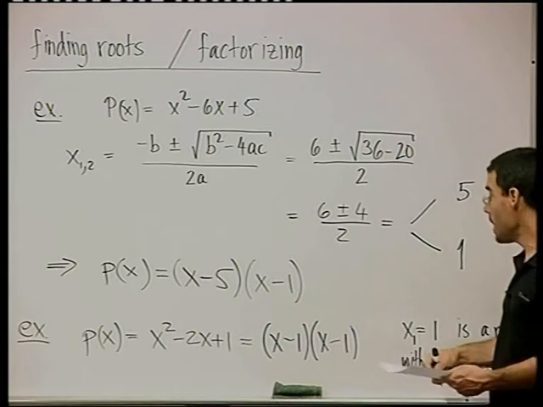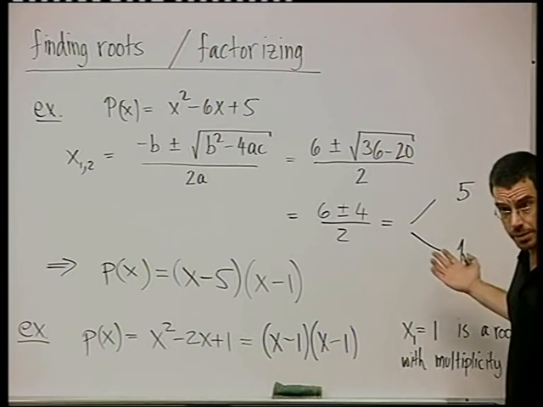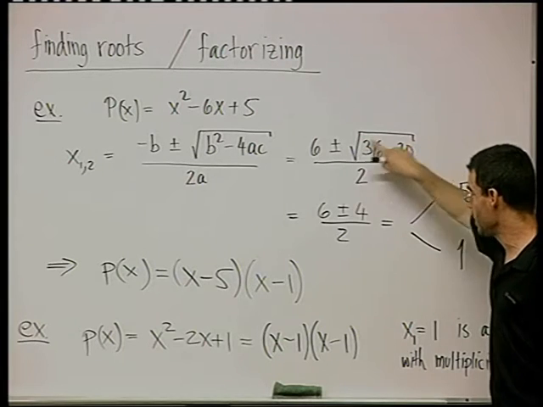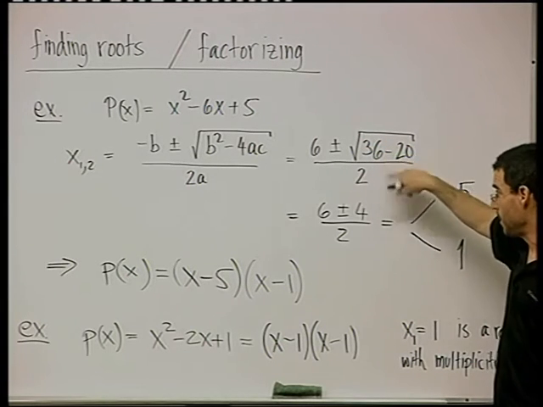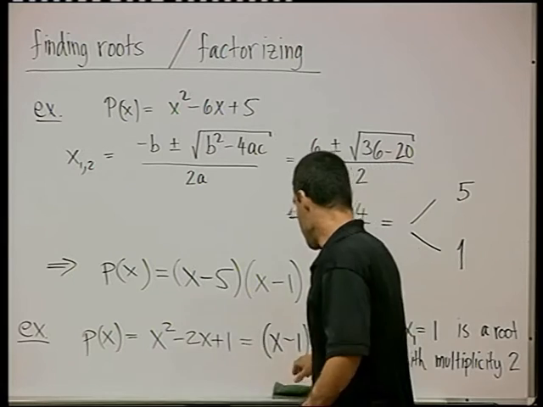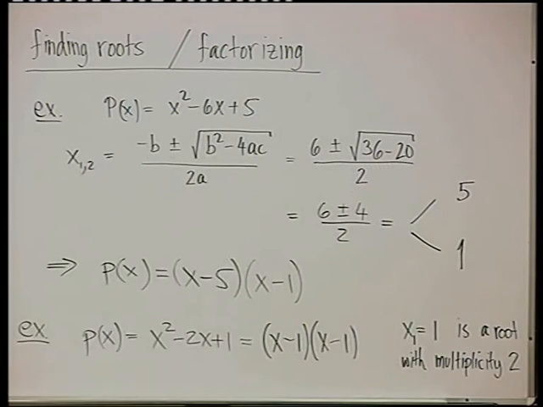So that's this notion of multiplicity. This corresponds to the situation where the discriminant, the expression under the root sign, is 0. That's what's going to happen if you do this calculation. And there's, of course, the situation where there are no roots, where the discriminant is negative. No roots, meaning no real roots. Over the complex numbers, when we're working over the complex numbers, there are always roots. And that's called the fundamental theorem of algebra.